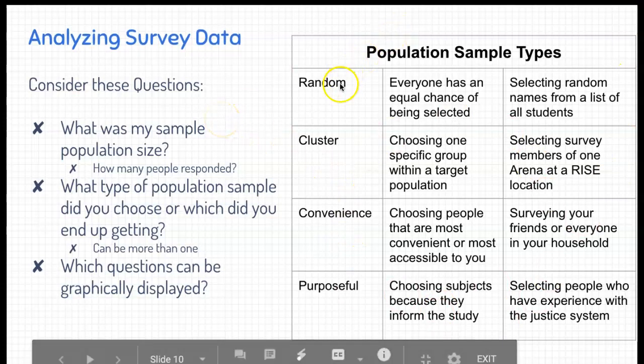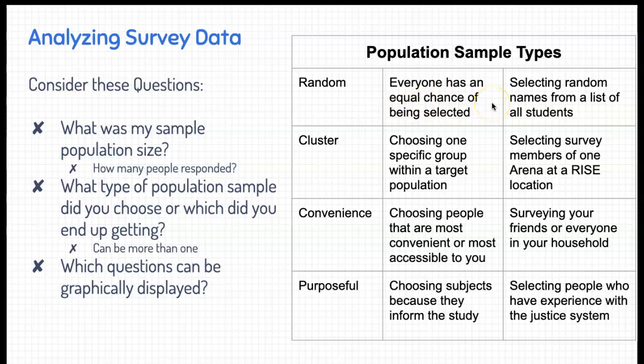A random sample is when everyone has an equal chance of being selected. So that could be if you had a list of all of the students that attended Rise High School and you select random names from that list of students to survey. A cluster sample is when you're choosing one specific group within a target population. Using the same example of surveying Rise High students, that would be if you selected to survey just the members of one arena at a location. That would be a cluster.